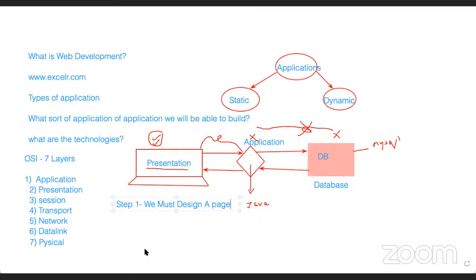An application is a group of web pages. Either it can consist of one page or it can contain multiple pages. How are you going to design a page? Do not get confused about what is web designing and what is web development, or UI design or UI development.